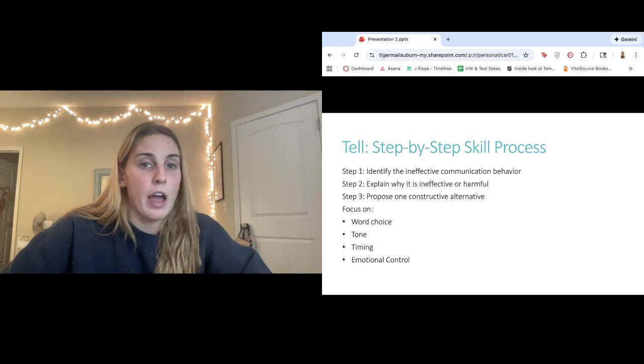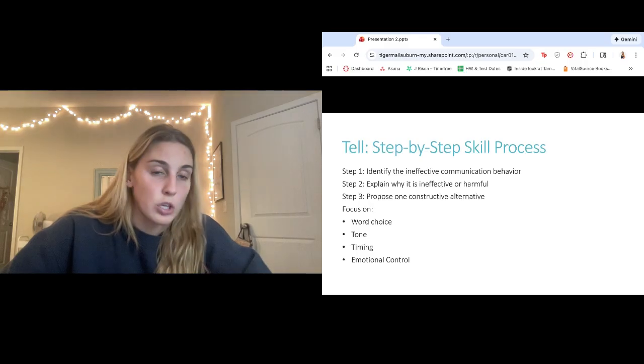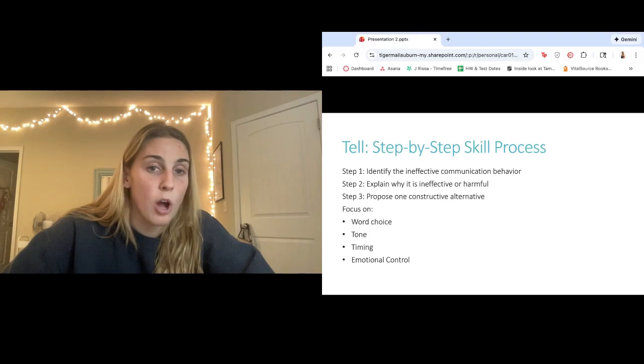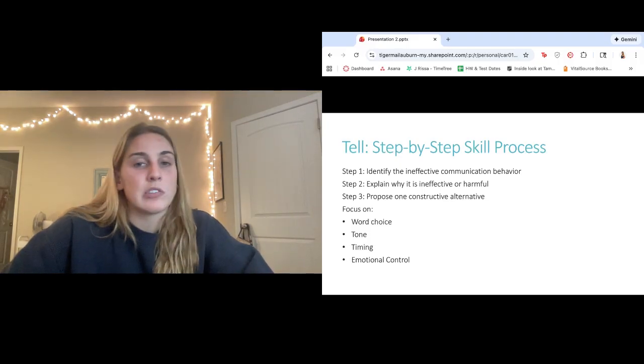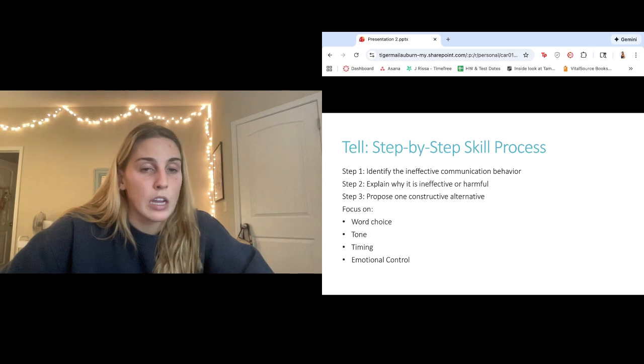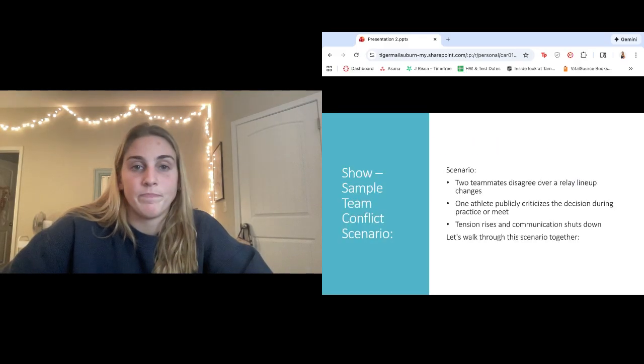And we do this by focusing on our word choice, our tone of voice when talking to that person, our timing when we decide to approach this topic, and our emotional control when speaking to them. This is always a repeatable process that can be done with all our analysis, and you don't need to fix everything, just focus on proposing one better option.